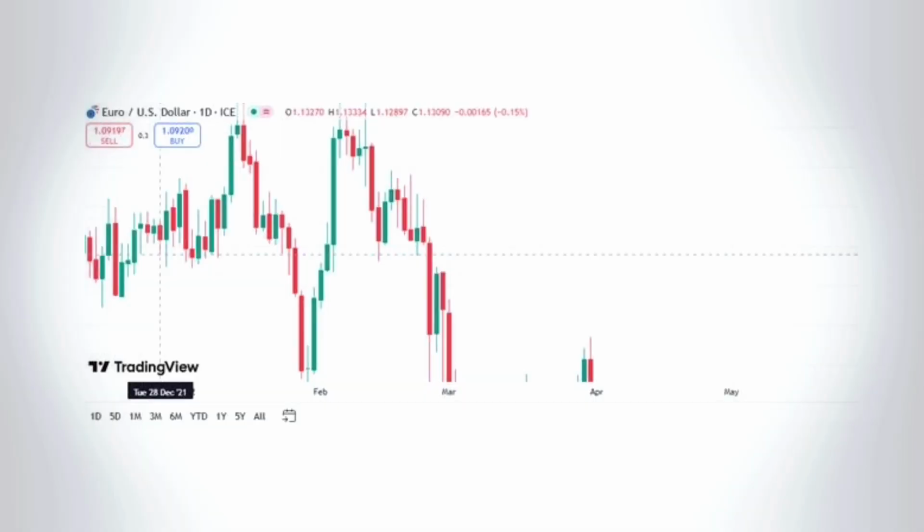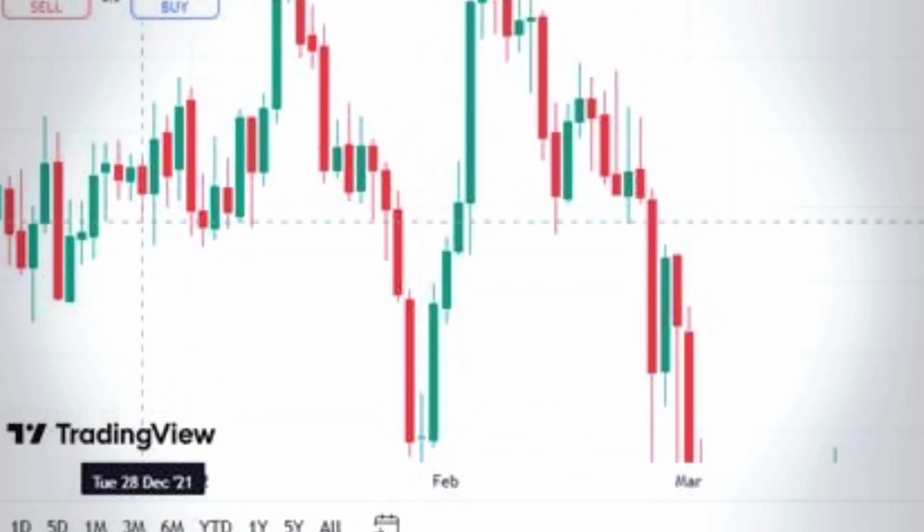Here's how to identify the 3 white soldiers on the chart. First, remember that this candlestick pattern is made up of 3 consecutive long bullish candles. All 3 candles are long and bullish, showing strong buyers' pressure, and each candle closes higher than the previous one. This pattern forms at the bottom of a downtrend, signaling a reversal to the upside.